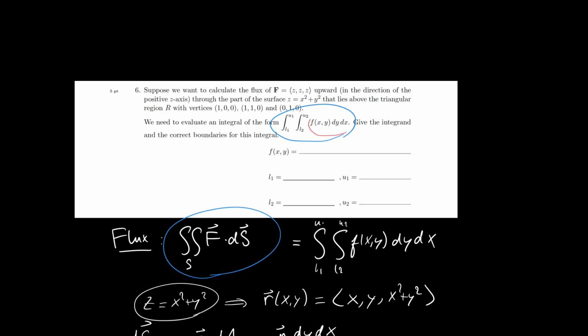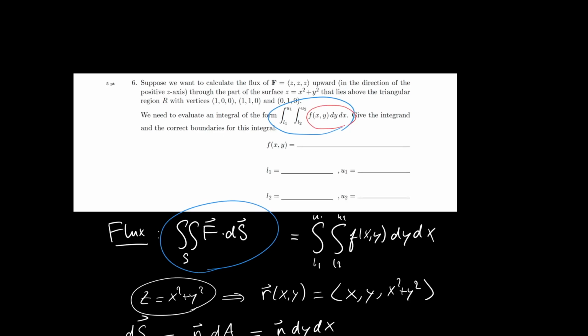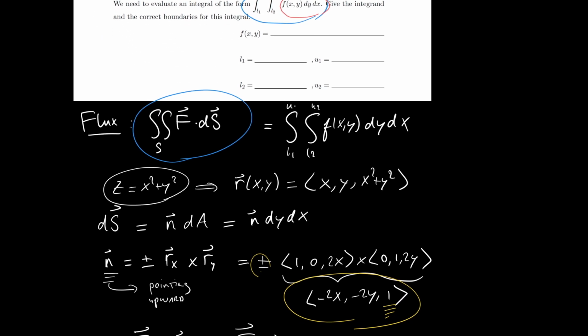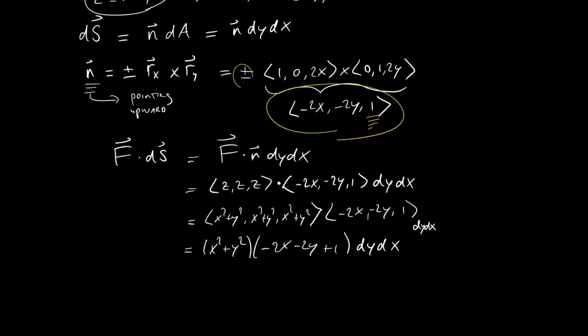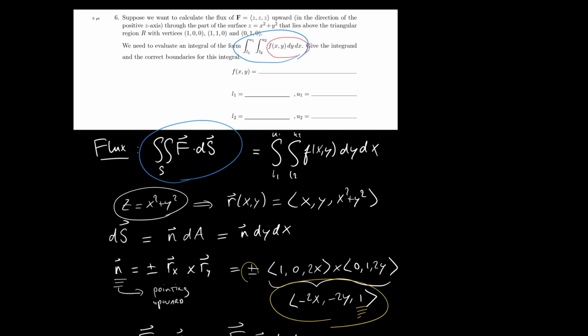There's only one thing that we need to figure out. So this is f of x and y times dy dx. The only thing that we still need to figure out are the bounds of integration. What are the upper and lower bounds for y here, and what are the upper and lower bounds for x? Okay.